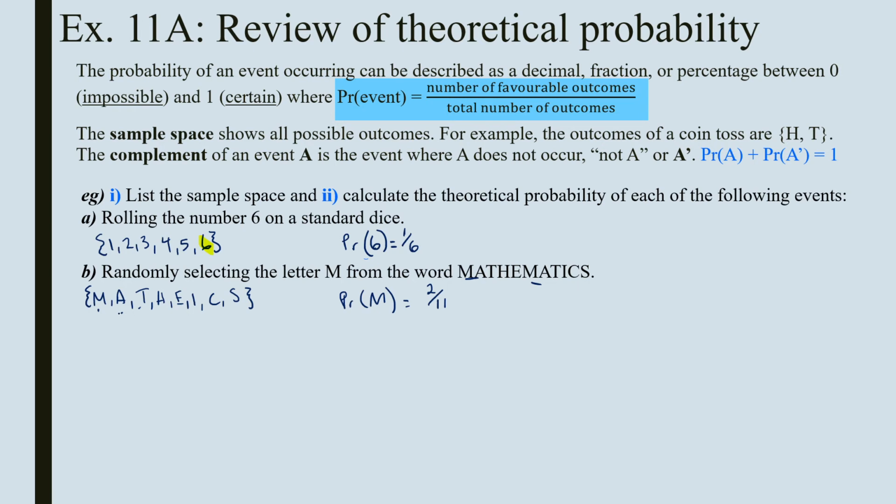Okay, so in the sample space, we don't repeat the letters if they appear more than once. If there was a trick die and the number 6 appeared twice, then it would be 2 out of 6 or 1/3. So you need to be careful with the sample space, not to repeat the letters, but refer back to the total sample to find the probability.